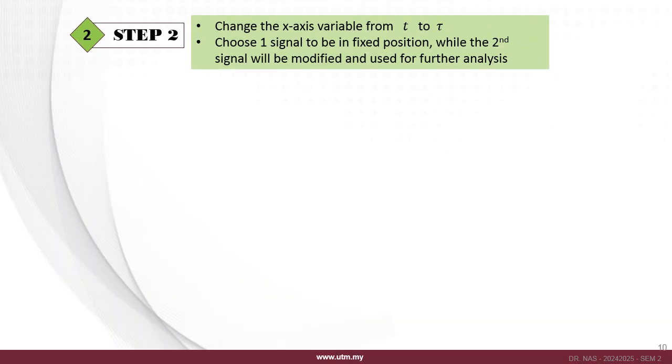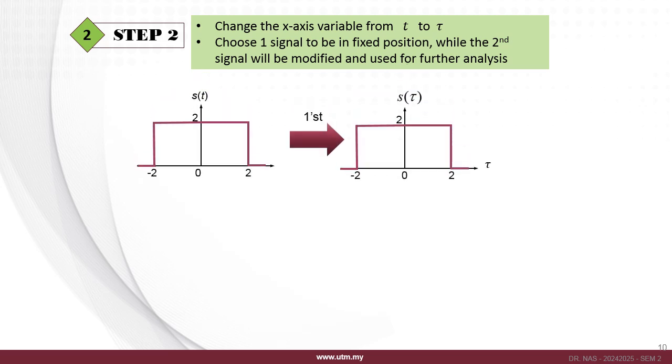Okay, the second step, you need to change the x-axis from t to tau, and then choose one signal to be in a fixed position, while the second one will be modified and used for further analysis. So this is the first one, s(t). The original axis is t, so now change the x-axis to tau, so now it becomes s(tau). The same goes for r(t), which will be transformed into r(tau).